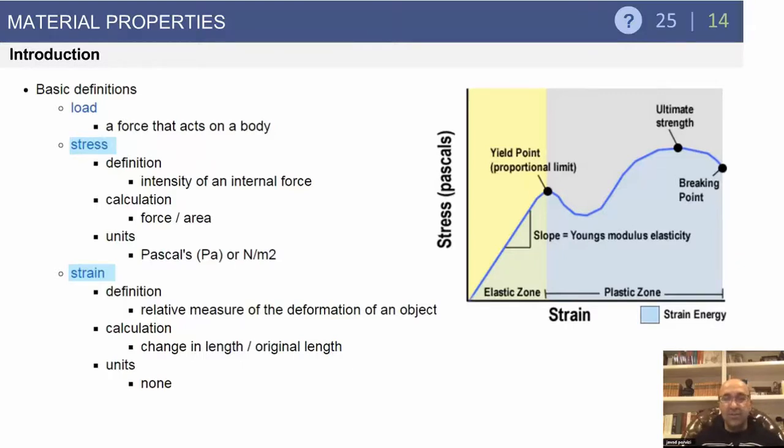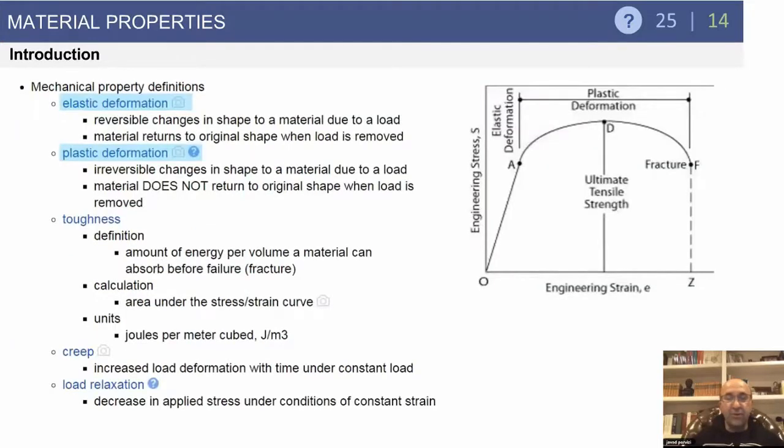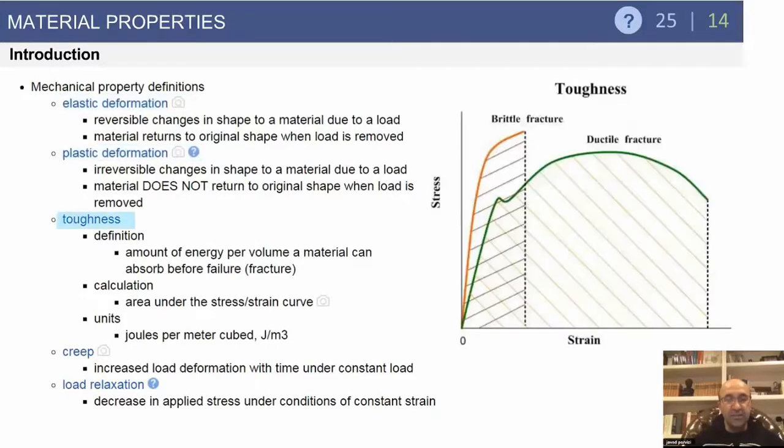And here's the stress-strain curve that you need to be very familiar with, with all the different regions. Elastic deformation is a reversible change in the shape. Plastic is irreversible because the material doesn't return back to its original shape. Toughness is the amount of energy per volume of material it can absorb before failure. Creep is the increased deformation with time under constant load. And load relaxation is a decrease in applied stress under condition of constant strain.